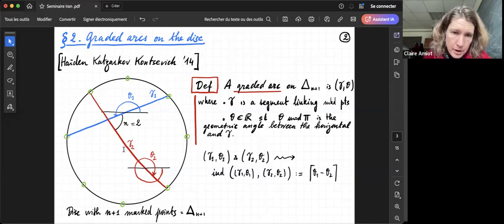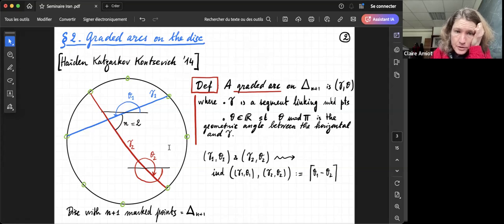Here, for example, you can check that the index from gamma 1 to gamma 2 is equal to 2. I'm sorry, I think my angle is not at the right place, because it should be between gamma 1 and gamma 2, so it should be like this here.